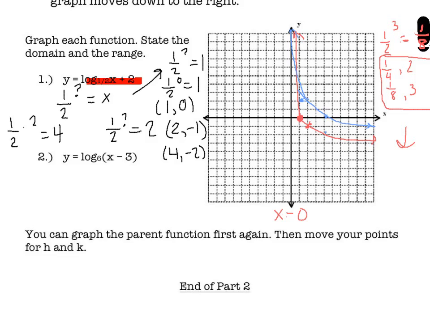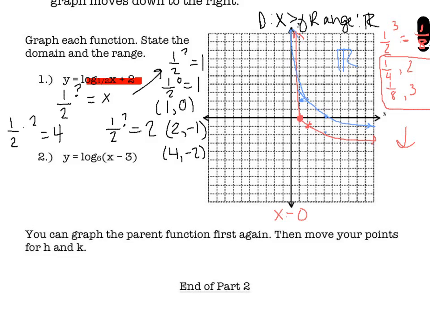So my range is always all real numbers. So my range is all real numbers. And in this case, my domain is anything greater than 0 where that vertical asymptote is. So domain is anything for x is greater than 0. Alright, so we will go through that second example as well.